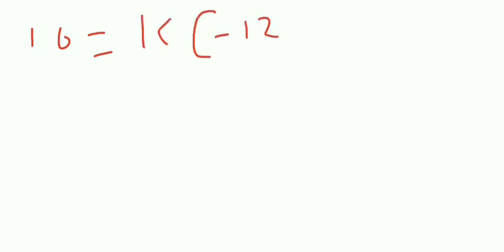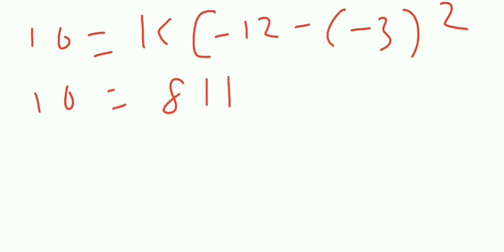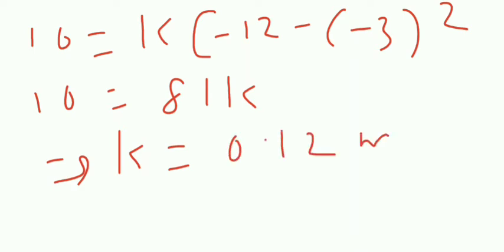ID on is 10, that is equal to K, VGS is nothing but minus 12. VGS threshold is minus 3, right? If you simplify this, what you get is 10 is equal to 81K. This implies K is equal to 10 by 81, that is equal to 0.12 milliampere. So now we got K.